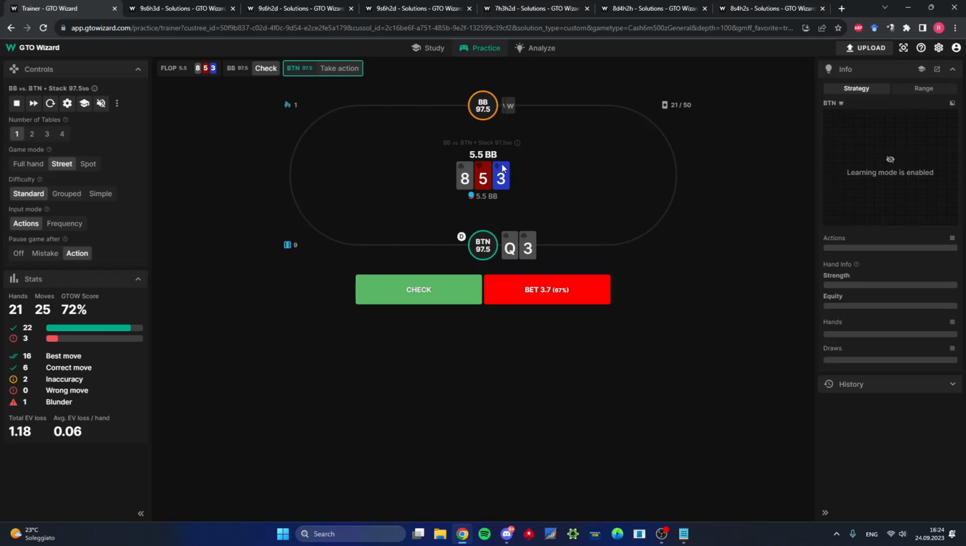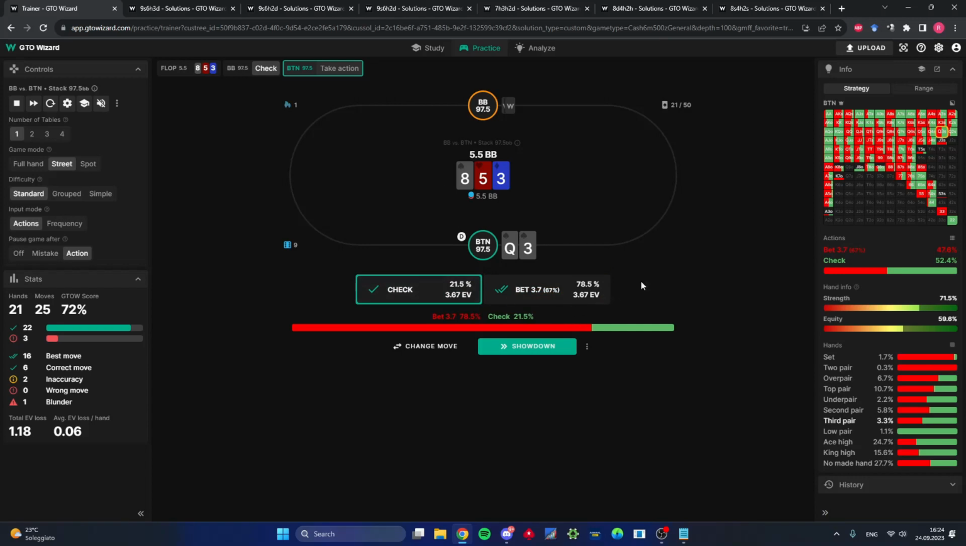There's some beneficial protection, and we also get some value from some floats for sure, from draws. I could see this hand betting quite a bit. I would guess it's more like ace 3 and king 3, so I'm going to check this one, but I could also see this hand betting, and it does actually mix quite a bit.